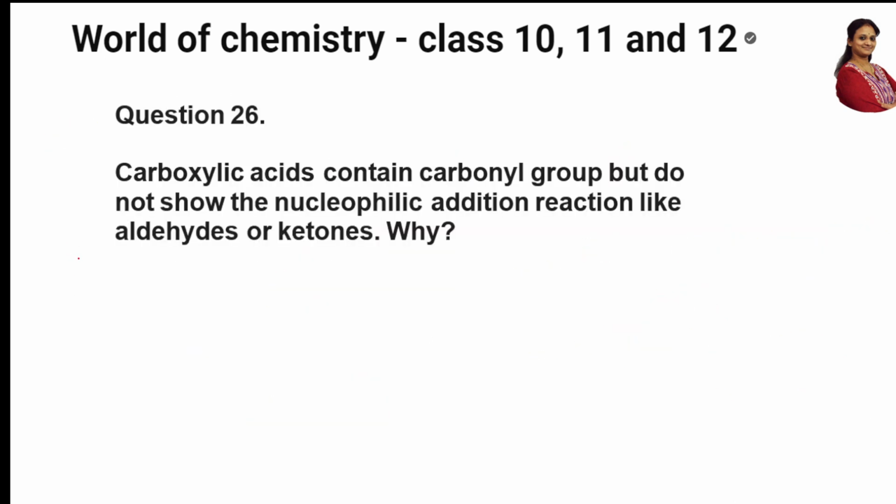Carboxylic acids contain a carbonyl group, but do not show nucleophilic addition reactions like aldehydes and ketones. Why? They contain a carbonyl group exactly, but they do not show nucleophilic addition. First of all, let us see the solution. Carboxylic acid group is this, COOH. Now I am writing the double bond here. Now count the number of electrons: 1, 2, 3, 4, 5, 6, 7, 8.